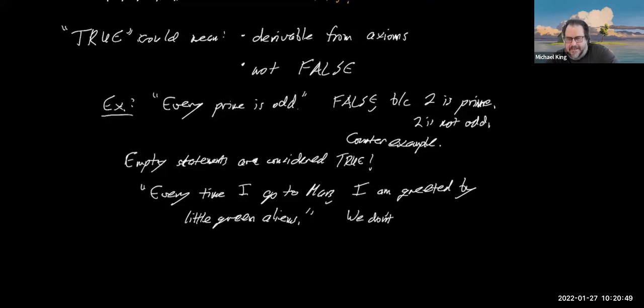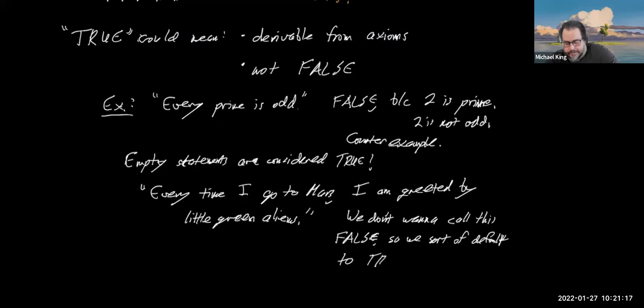The way that logic works, and I'll show you in a minute, is that we don't want to call this false. So we sort of default to true in cases like this. It's a little bit strange, but it makes the logic work. It's not false until I go to Mars and I'm not greeted by little green aliens.